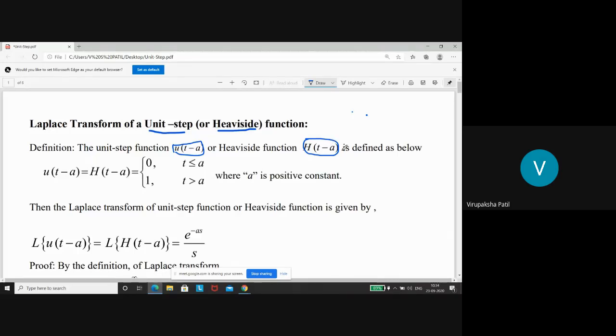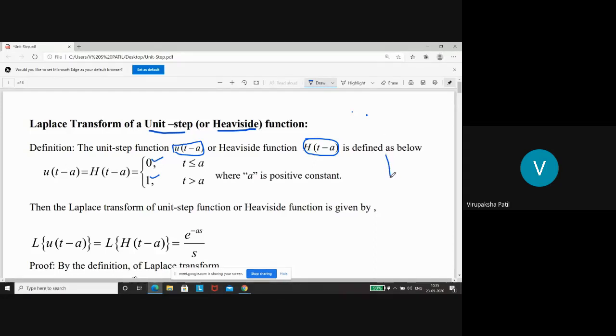Now this Heaviside function or unit step function is defined as u of t minus a, or h of t minus a, equal to 0 whenever t is less than or equal to a, and it takes the value 1 whenever t is strictly greater than a, where a is a positive constant. What does it mean? I will tell you.